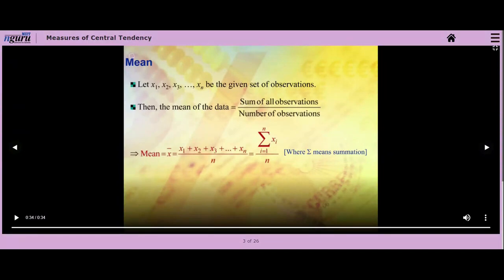Sigma xi, i equal to 1 to n. Summation means what? Adding. Sum, total. i equal to 1 to n means from the initial value, that is the first value, to the nth value. Okay?